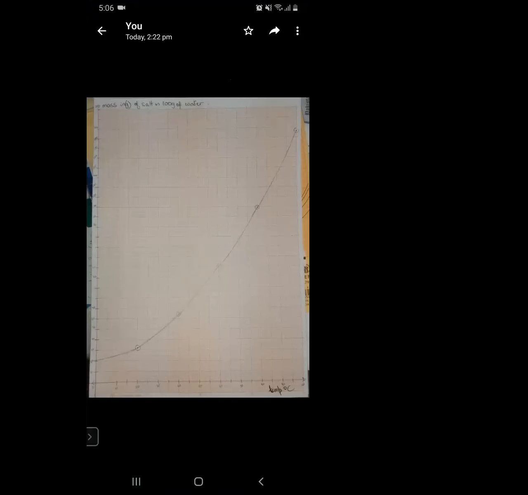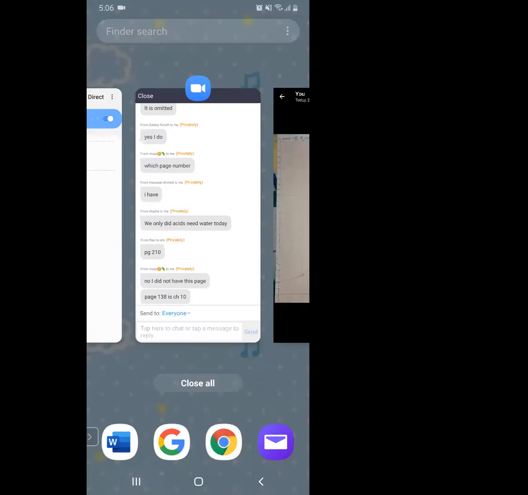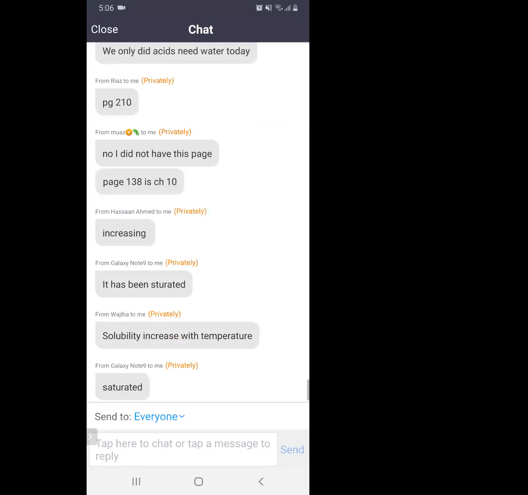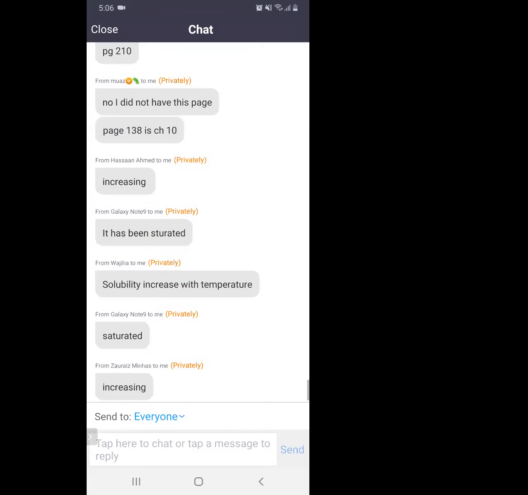See, first of all, you will tell me whether the solubility is increasing or decreasing with temperature. That's the first thing, because the x-axis is temperature, the y-axis is the solubility. So you are studying the effect of temperature on solubility. So what do you think? Yes, Wajiha, good job. Yes, solubility is increasing with increase in temperature. Ismail, how can you say that it has been saturated? Just by looking at the graph.